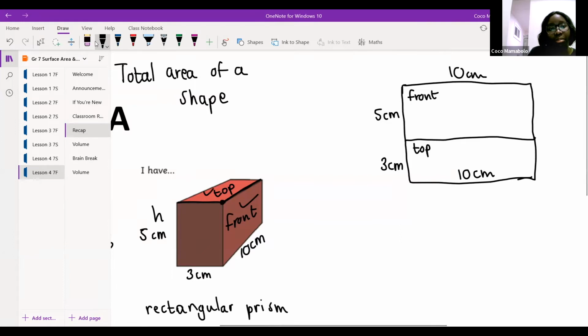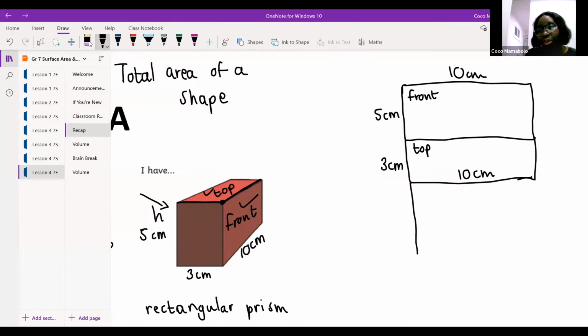Which side is going to come next, Ola? The bottom. We could do the bottom, but we're going this way around. Oh, the back. The back, absolutely. We're going to do the back. Well done, Etta. Can I see you in the chat? Okay, excellent. So we're going to do the back.